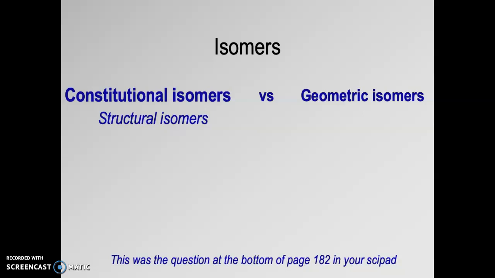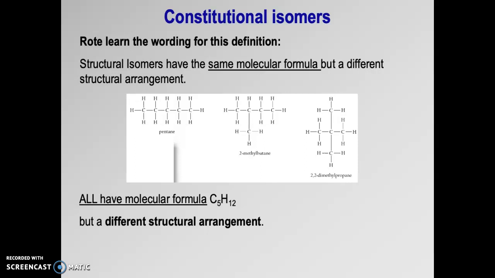This is a short video that will explain the difference between constitutional isomers and geometric isomers. So you will need to know the definition for constitutional isomers, which are also called structural isomers. Those terms you could use interchangeably, but the NZQA exam will only use the term constitutional isomer. So your definition is: structural isomers have the same molecular formula but a different structural arrangement.